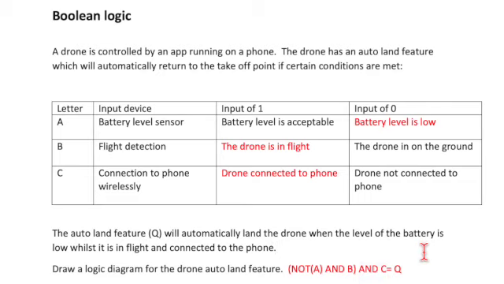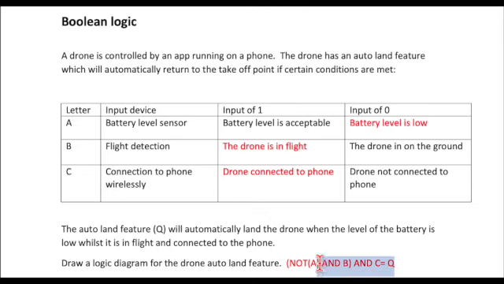So let's just take some time to look at that. So battery level is low, so this is the negation of A, so this indicates that A has to be a 0. The result of that negation of A has to be ANDed with B, so the drone is in flight, and the drone is connected to the phone wirelessly. This would yield Y being equal to a 1, which would activate the auto land feature.